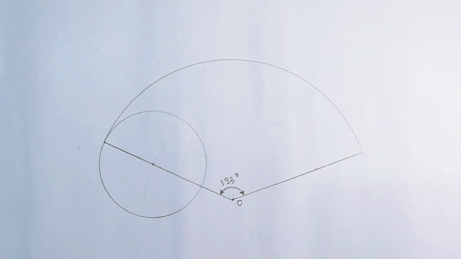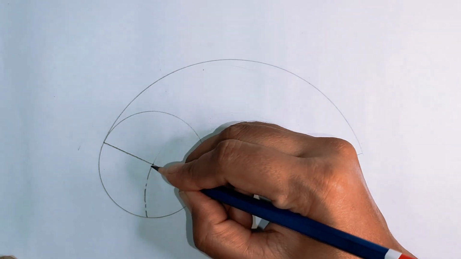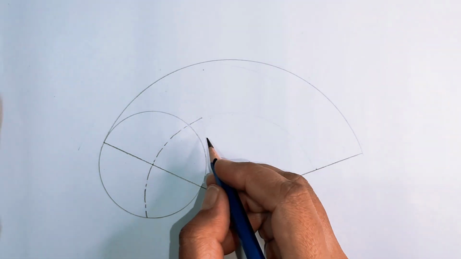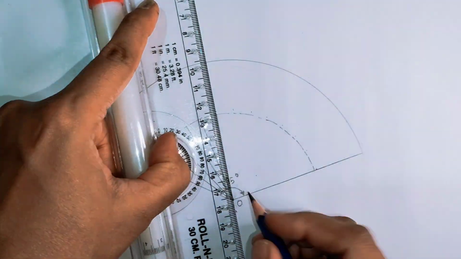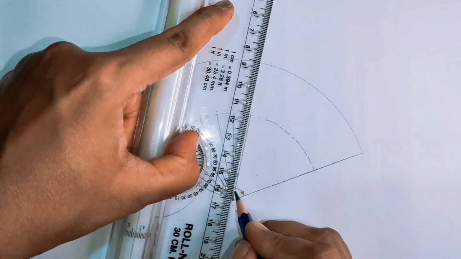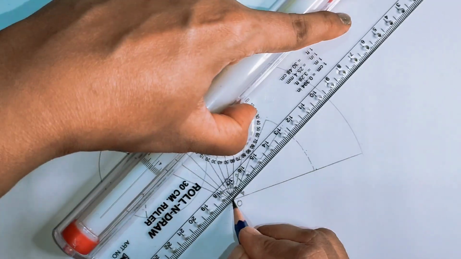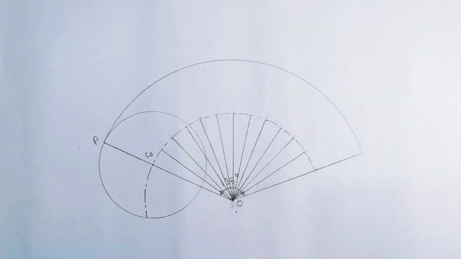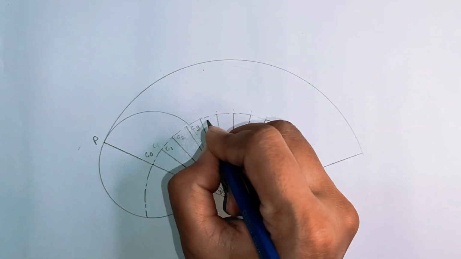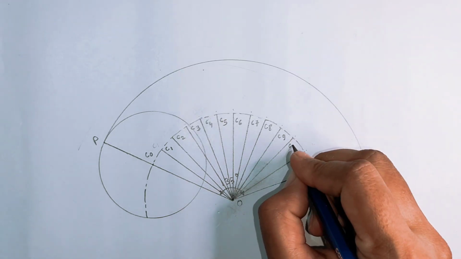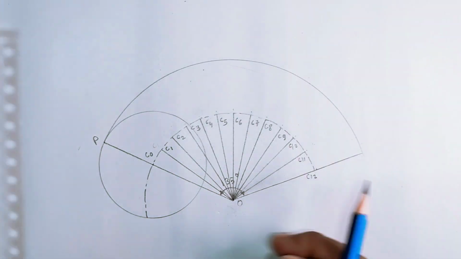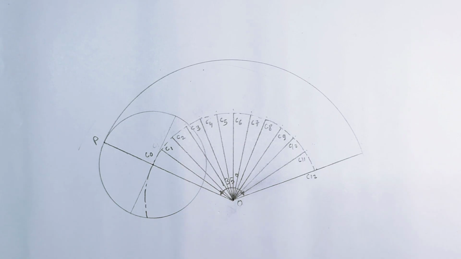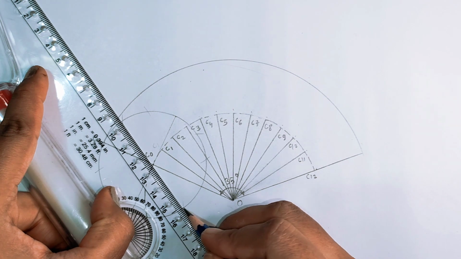The next step, draw an arc with center O and radius OCO, and this arc represents the locus of the center of the rolling circle. Divide this arc into 12 equal parts by drawing radial lines through center O, and mark the points as C1, C2, C3 up to C12. Next step, divide the rolling circle into 12 equal parts and name the points 1, 2, 3 up to 12.